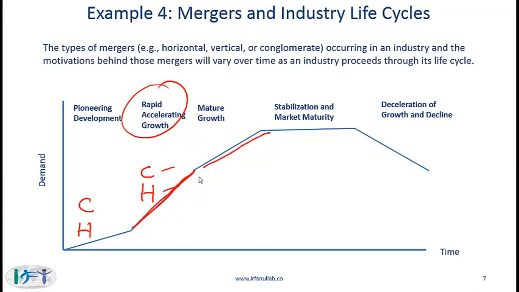Then we have the mature growth phase. In this particular phase, you can have horizontal mergers as well as vertical mergers. Often over here, there are no conglomerate mergers. And then in this phase, stabilization and market maturity, the most common kinds of mergers are horizontal mergers. And then when the industry is in decline, then you have all sorts of mergers: horizontal mergers, vertical mergers, and conglomerates.